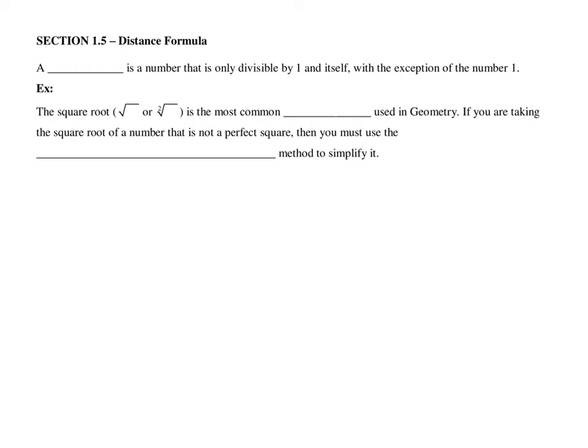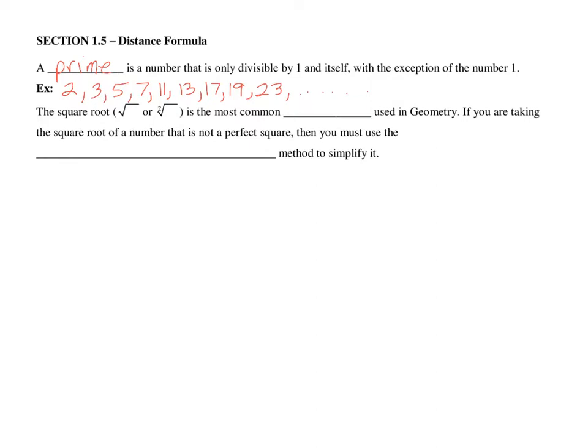All right, to start off, a prime is a number that is only divisible by 1 and itself, with the exception of the number 1. So what's the first prime? And it's the only even prime. It's 2. All right, then the next one is 3, and then 5, and then 7, and then 11, and then 13, and then 17, and then 19, then 23, and it just keeps going.